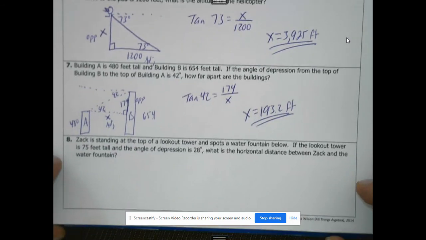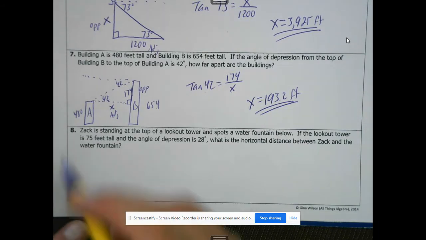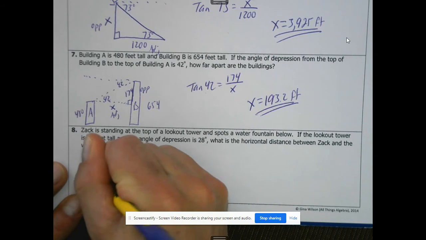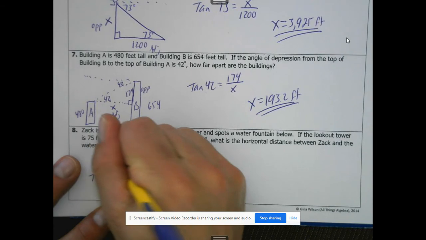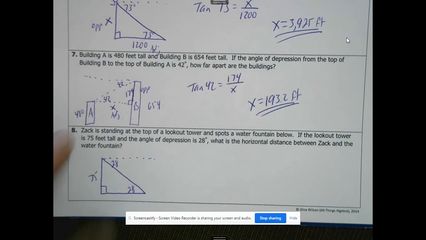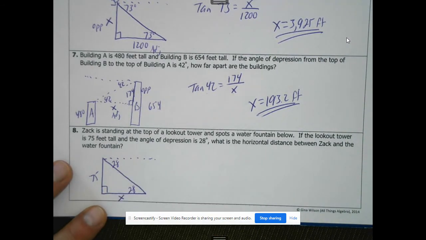Last one. Zach is standing at the top of a lookout tower and spots a water fountain below. If the lookout tower is 75 feet tall, all right, let's draw my triangle. Lookout tower, 75 feet. The angle of depression is 28. So remember, once again, depression is up here, but you got to put it inside because they're alternate interiors. What is the horizontal distance between Zach and the water fountain? Horizontal distance, I don't know, I call it X.